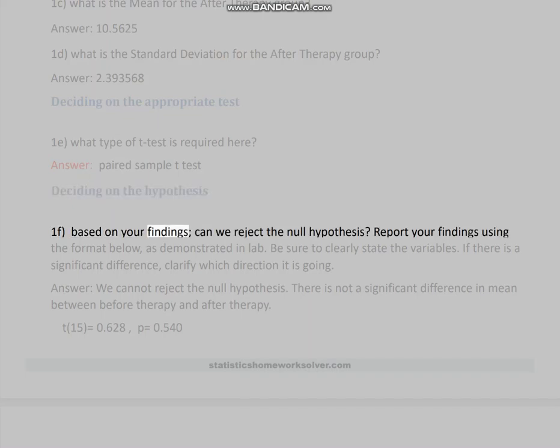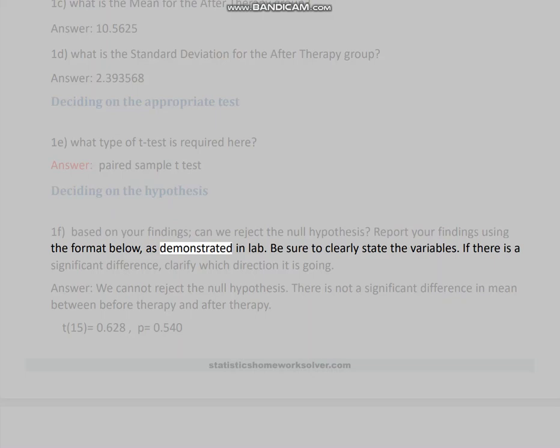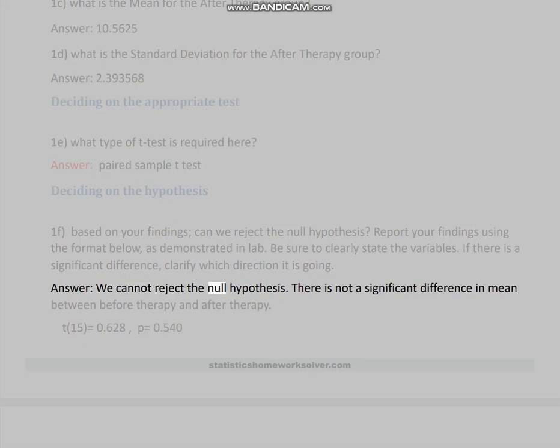1f. Based on your findings, can we reject the null hypothesis? Report your findings using the format below, as demonstrated in lab. Be sure to clearly state the variables. If there is a significant difference, clarify which direction it is going. Answer: we cannot reject the null hypothesis. There is not a significant difference in mean between before therapy and after therapy. t(15) equals 0.628, p equals 0.540.